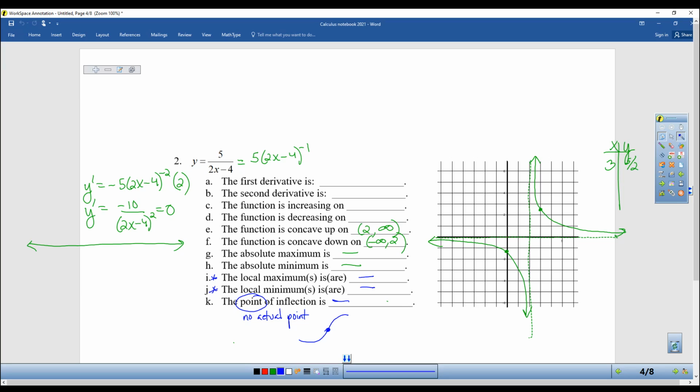And where is this function increasing? And where is it decreasing? It's decreasing here, right? All the slopes are negative. So it's decreasing there. And then you start over again, and it's still decreasing. It's always decreasing. So it's decreasing from negative infinity until 2. And then at 2, it takes a little break. And from 2 to infinity. And it's never increasing.